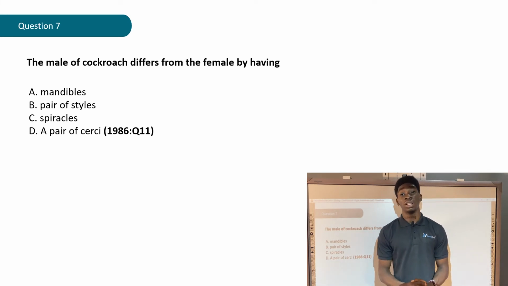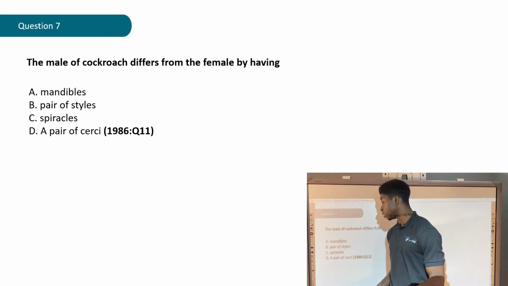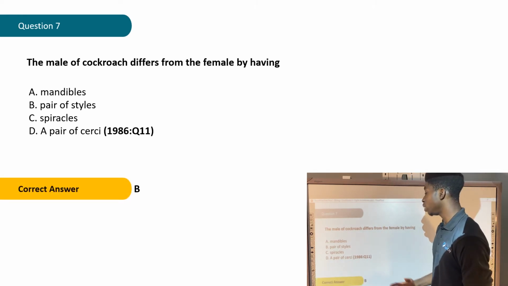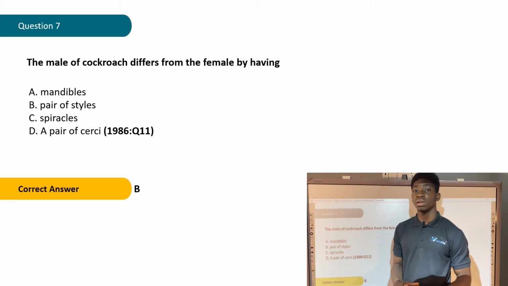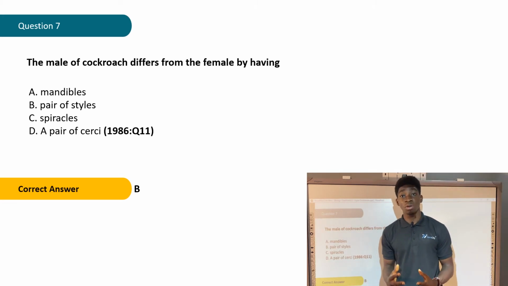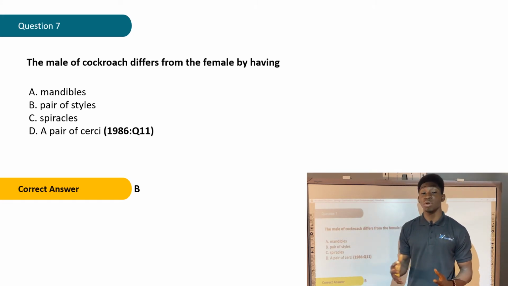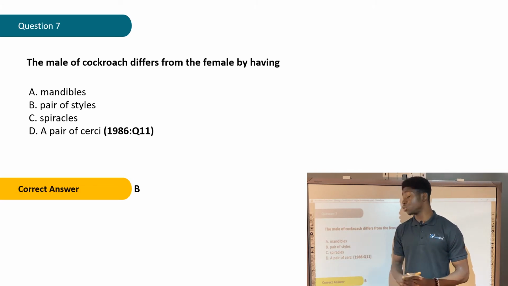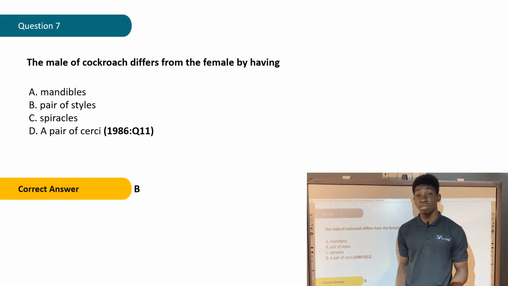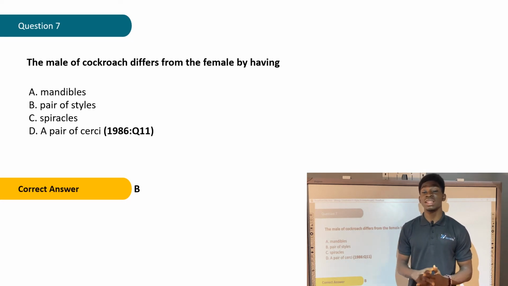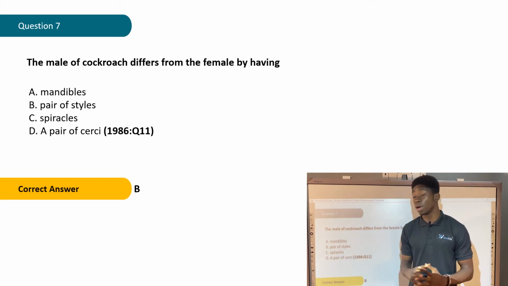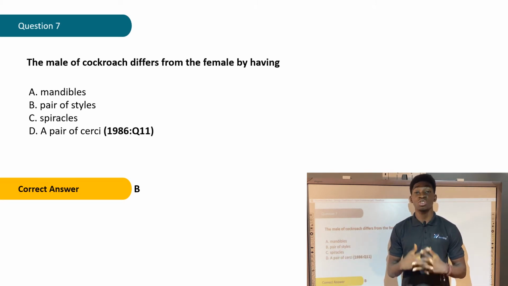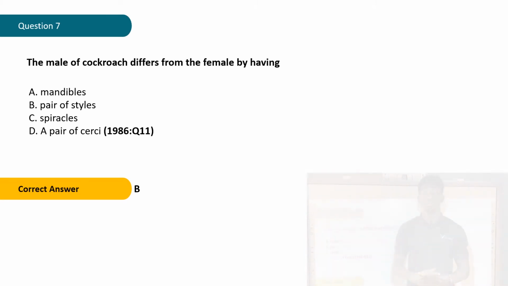Okay, let's check out what the correct answer is. The correct answer is B, a pair of styles. A male cockroach and a female cockroach both have mandibles, both have spiracles, and both have a pair of cerci. But the only thing that a male cockroach has that a female does not have is a pair of styles, which is used for reproduction.